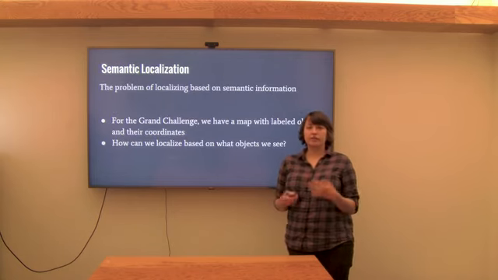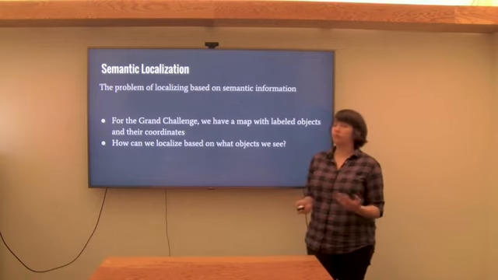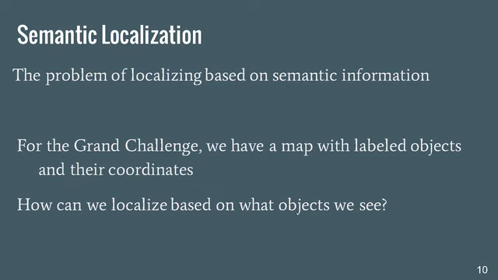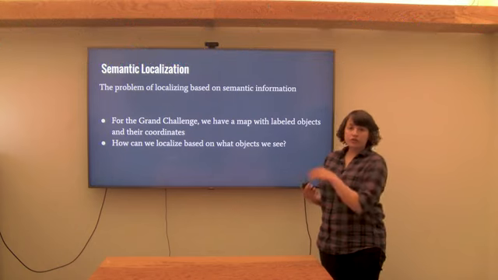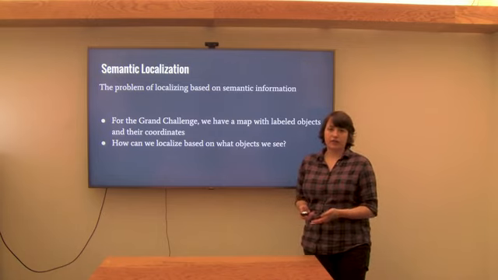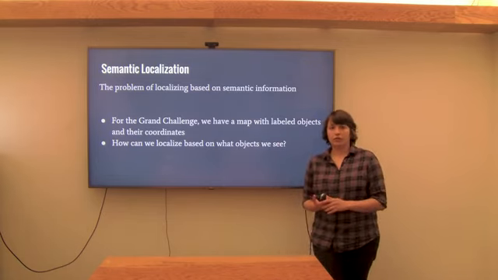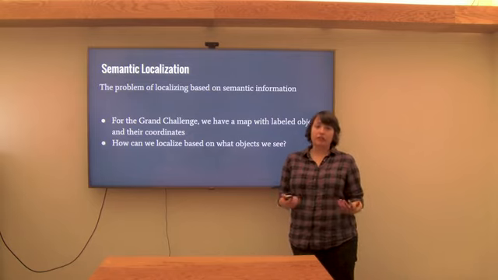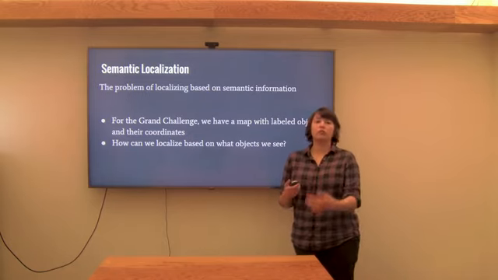We've talked about what semantic information is, so now let's define what semantic localization is. It's localizing based on semantic information rather than metric information like distances. For our grand challenge, we have a map with labeled objects and their coordinates. This is our semantic information. We want to look around and ask, what can we see in our field of view? From that, we want to figure out where we could be on this map. It's important to note that map building is a very different and hard problem with a lot of other research on it. In our case, we've been given a map, and we're simply talking about the problem of localizing based on that map.